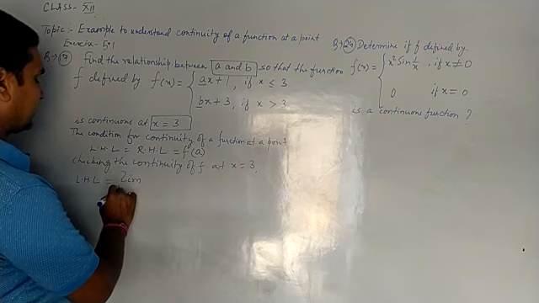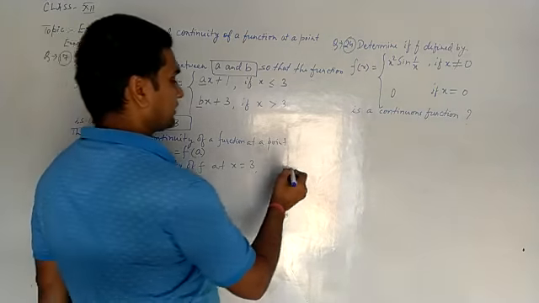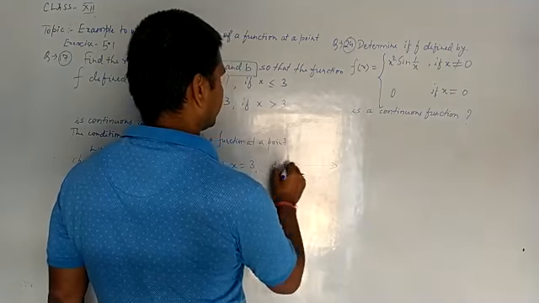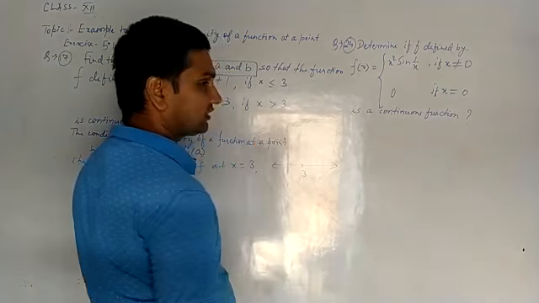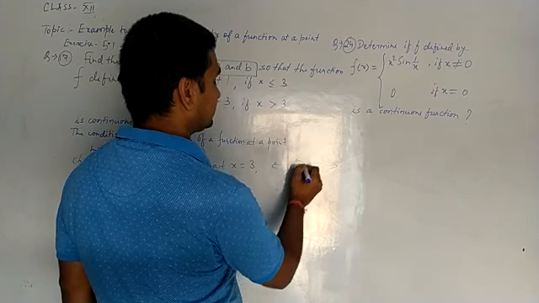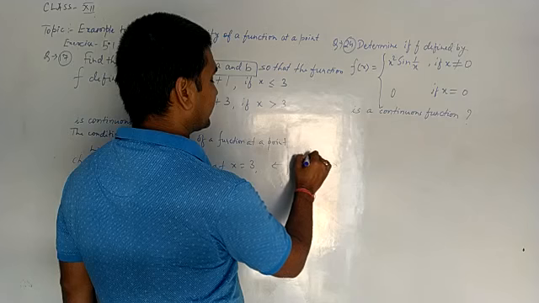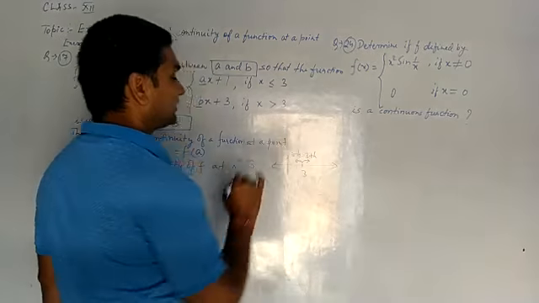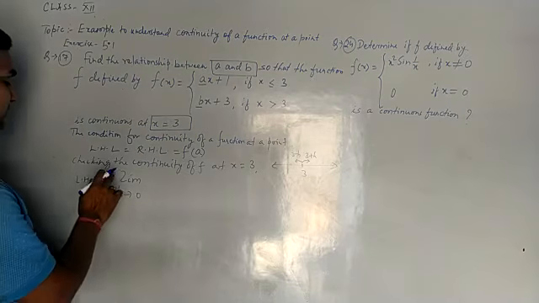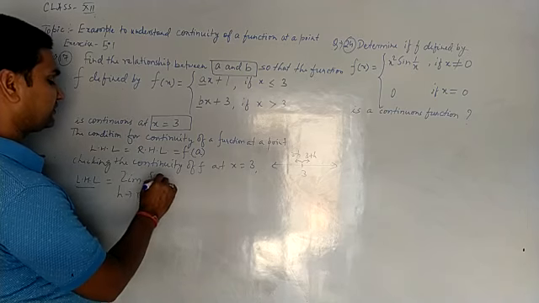As I told, h tends to 0, x is equal to 3. We are checking the continuity at x equal to 3. Suppose 3 is here. We will go for the left hand limit on this side, and for the right hand limit we will go to 3 minus h and then 3 plus h. So we are taking LHL, the limit h tends to 0, f(3 minus h).